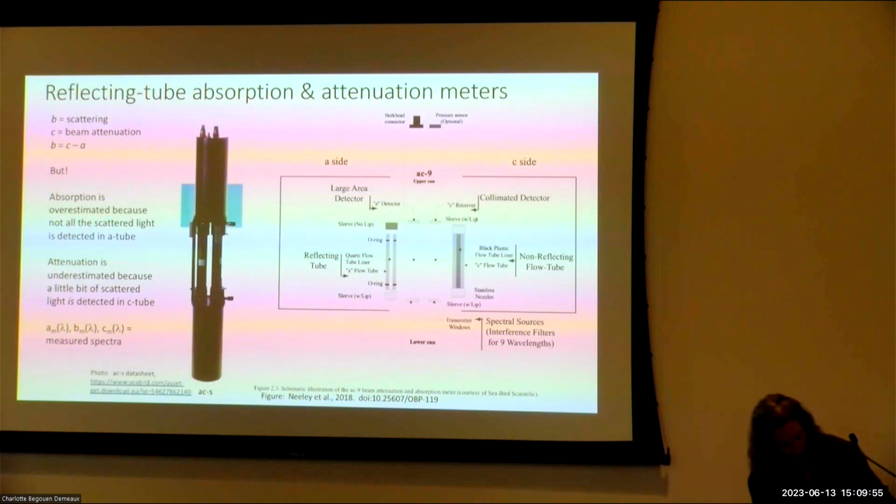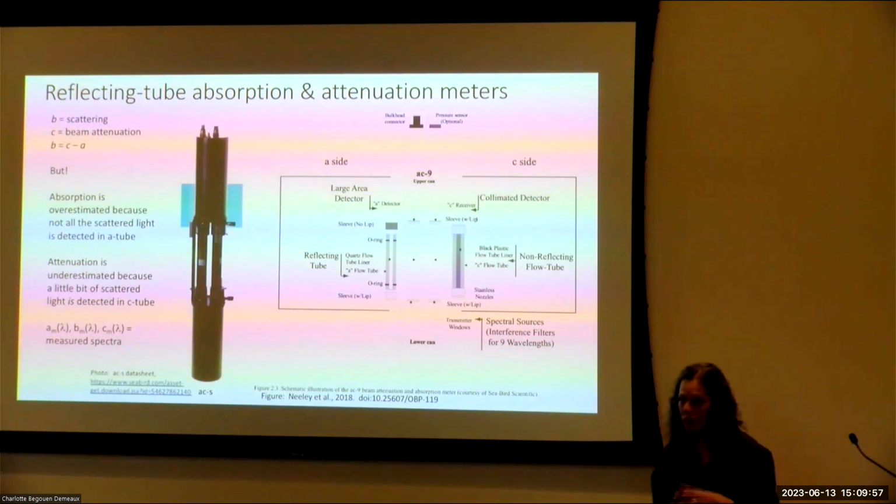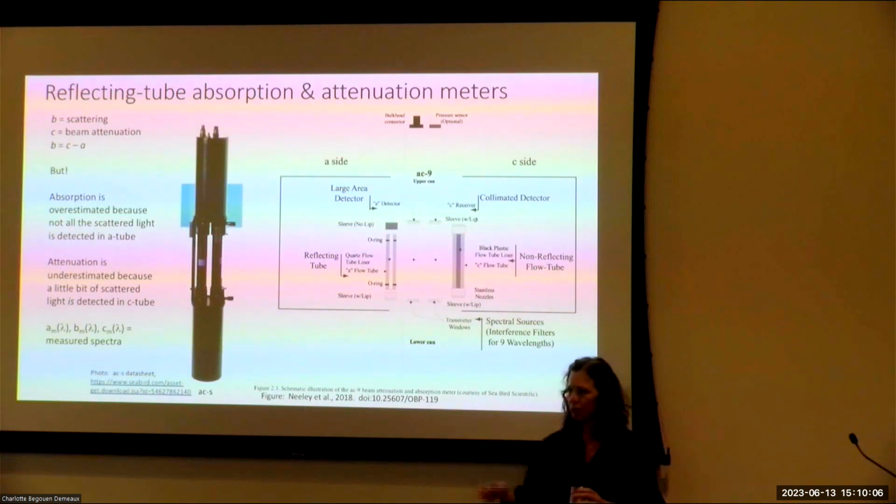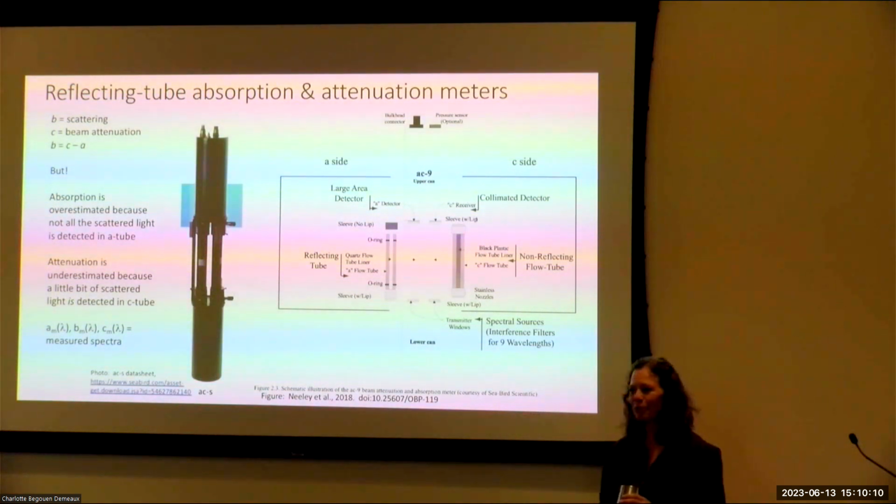To start off, we'll define the measured absorption. B is scattering, C is attenuation. For the measured absorption, scattering, and attenuation spectra, we'll put a little subscript m in front of them. A plus B equals C.